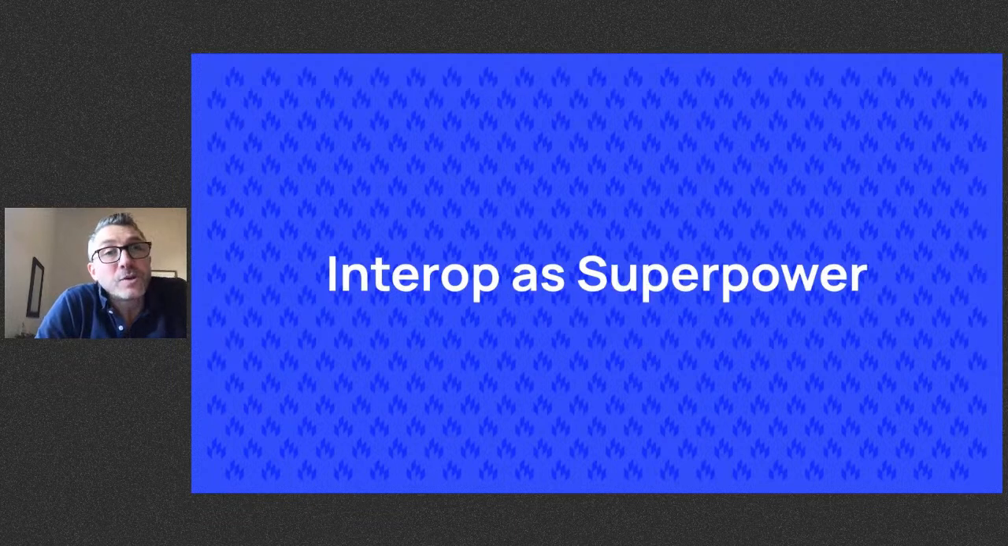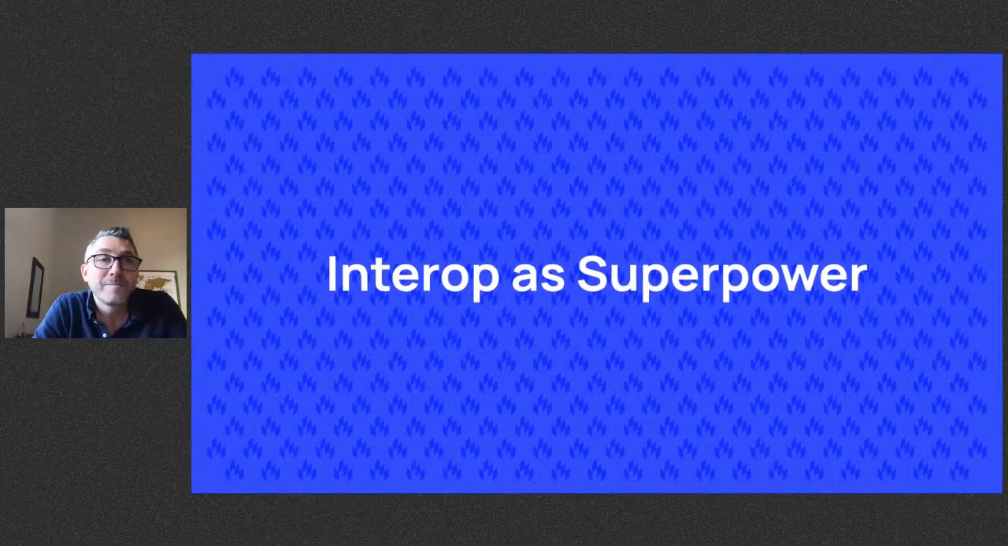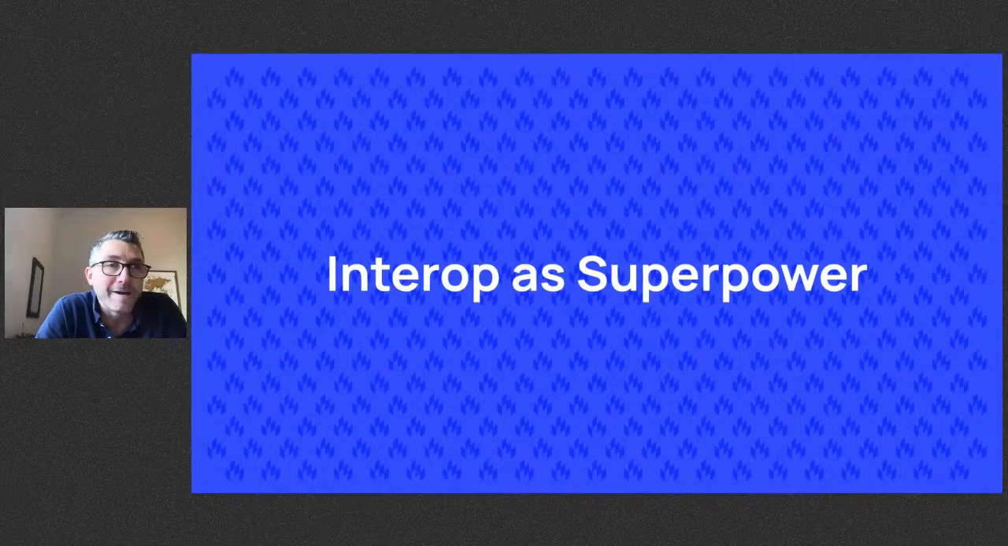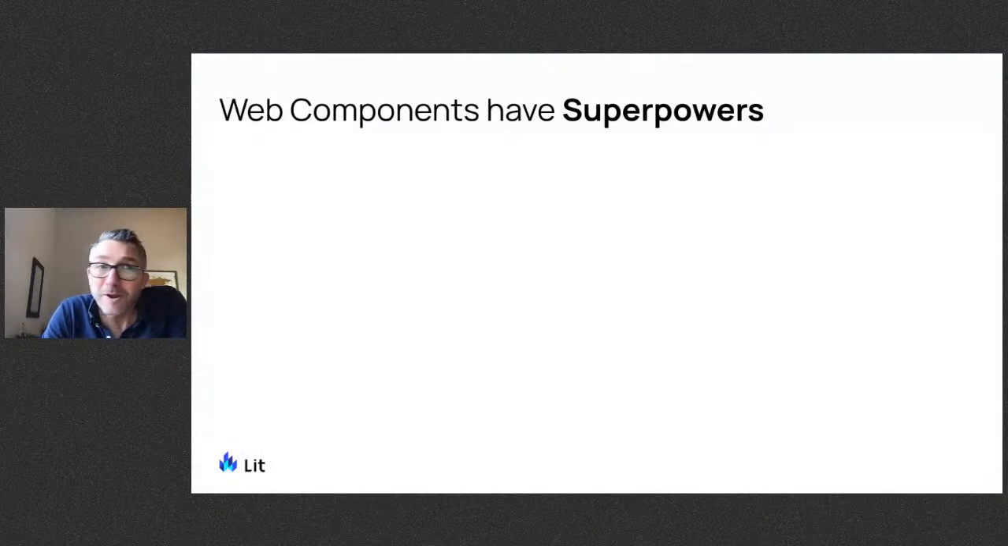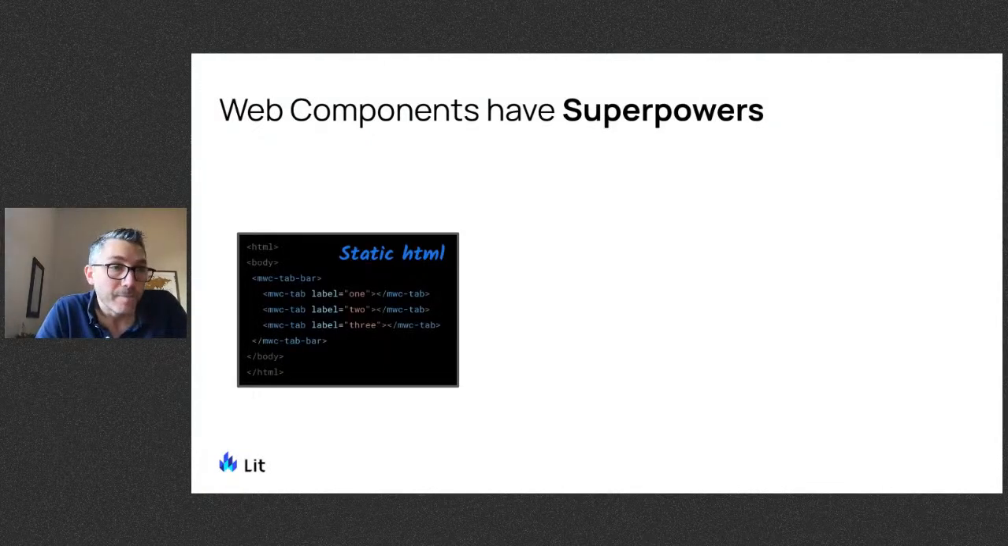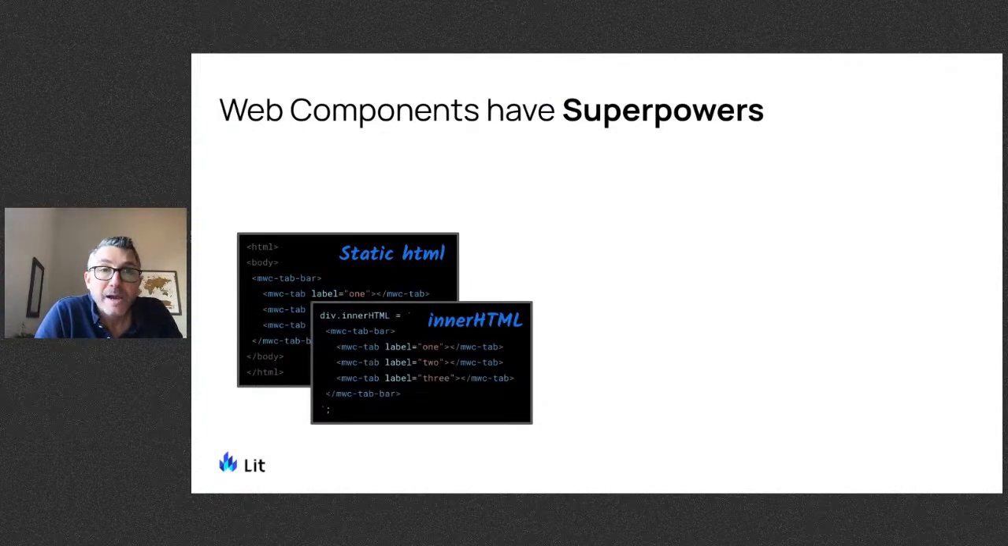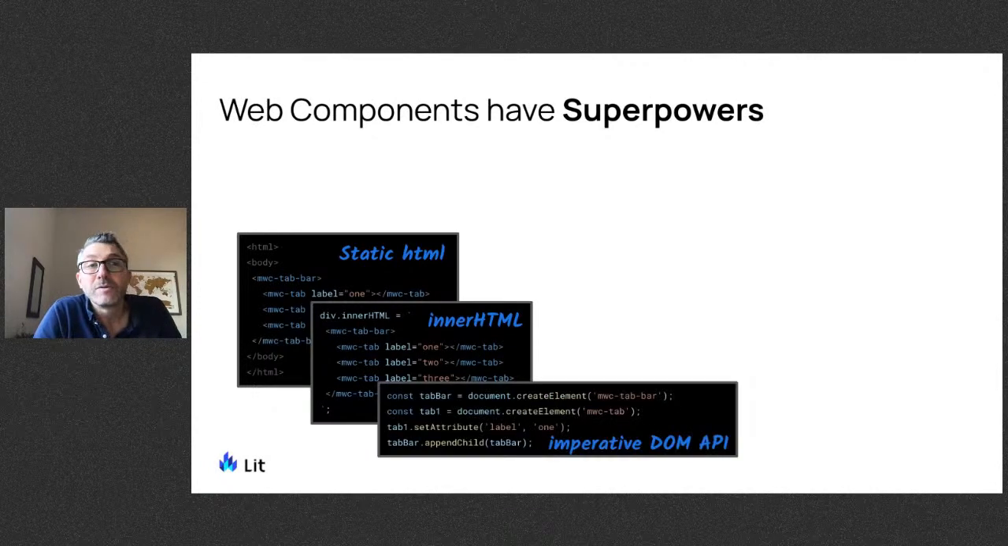So Lit components are web components, and this means that they come with a superpower that all web components have, which is interoperability. The superpower comes from the fact that they can be instantiated just like any other HTML element. You can use them in static HTML markup, of course, or you can use any of the built-in DOM APIs to create new instances of them, like innerHTML, or the imperative DOM APIs like document.createElement.